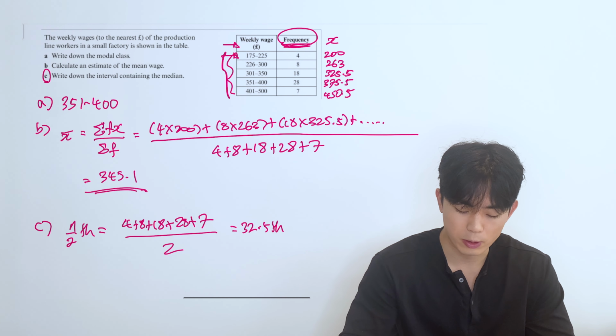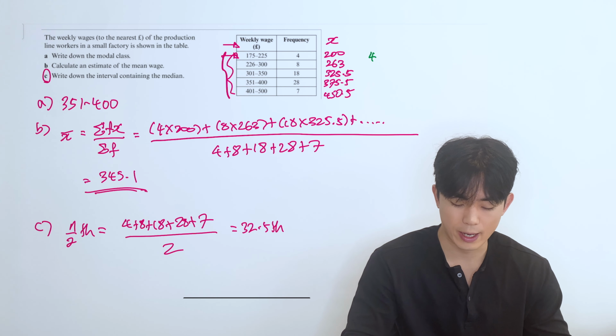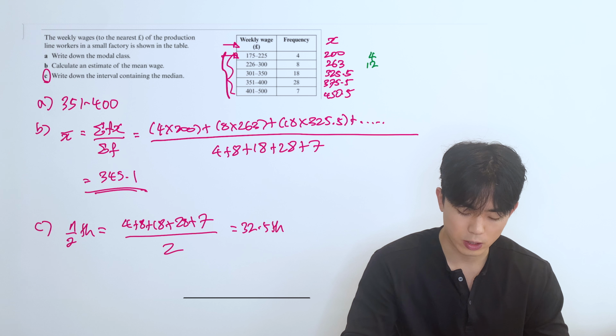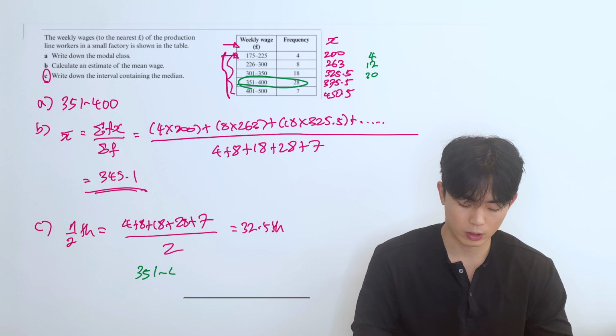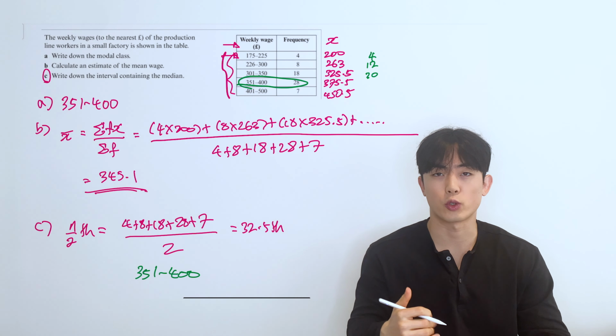So as you can see here, it's going from the beginning. We have 4 in the first one, add 8 will be 12, and so on, 30. So it's going to be lying within this range here, 351 to 400 again. Okay, so you just add your way up cumulatively, basically.